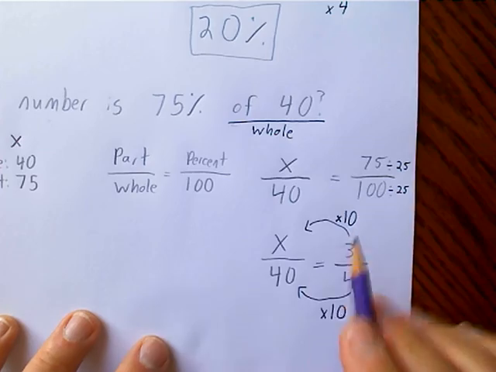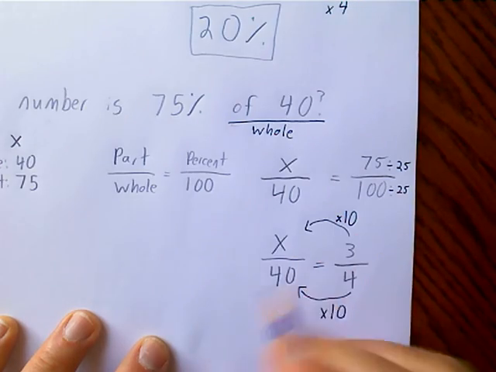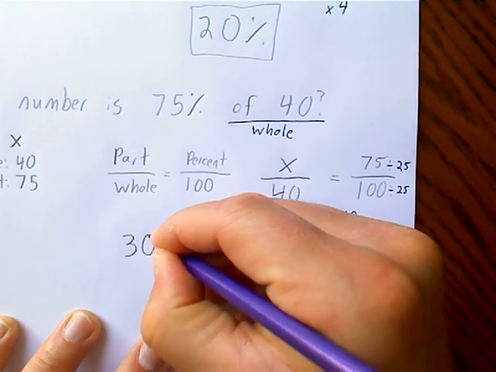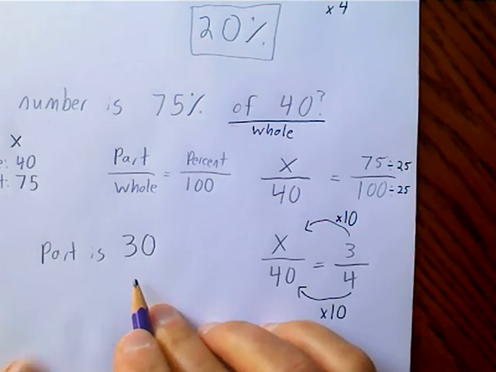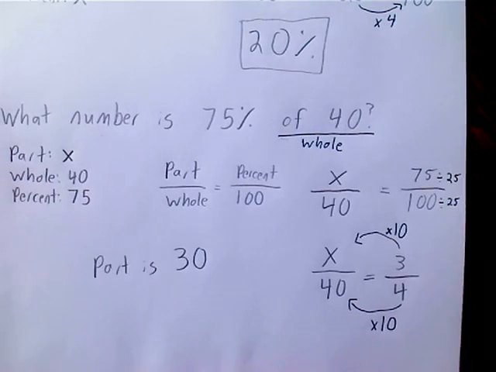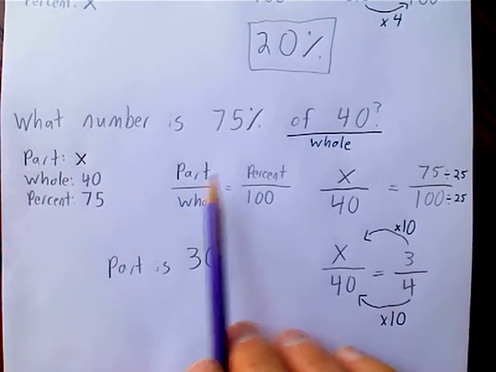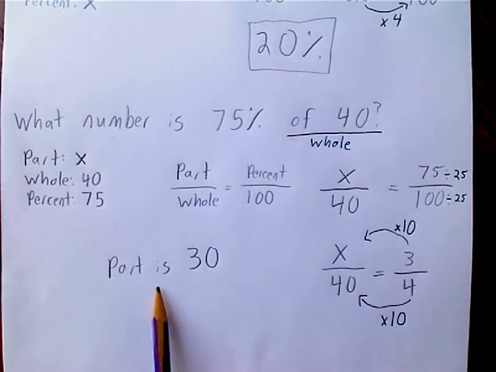3 times 10 is 30. So the part is 30. That's what we're looking for in the first place. What number is 75% of 40? 30 is 75% of 40.